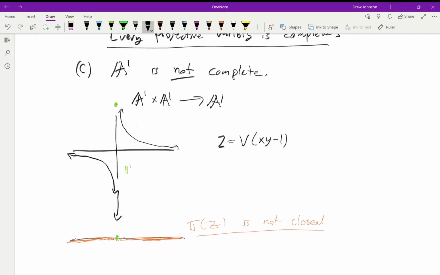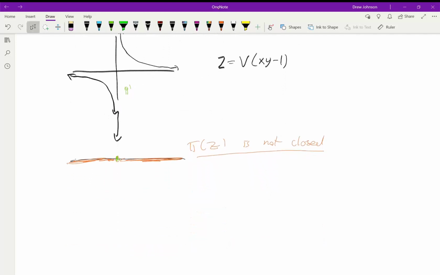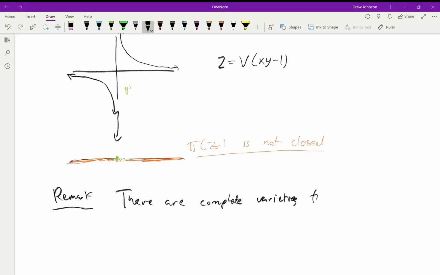Okay, let's make a remark here that there are complete varieties that are not projective, but they are kind of hard to find. They're difficult to find.